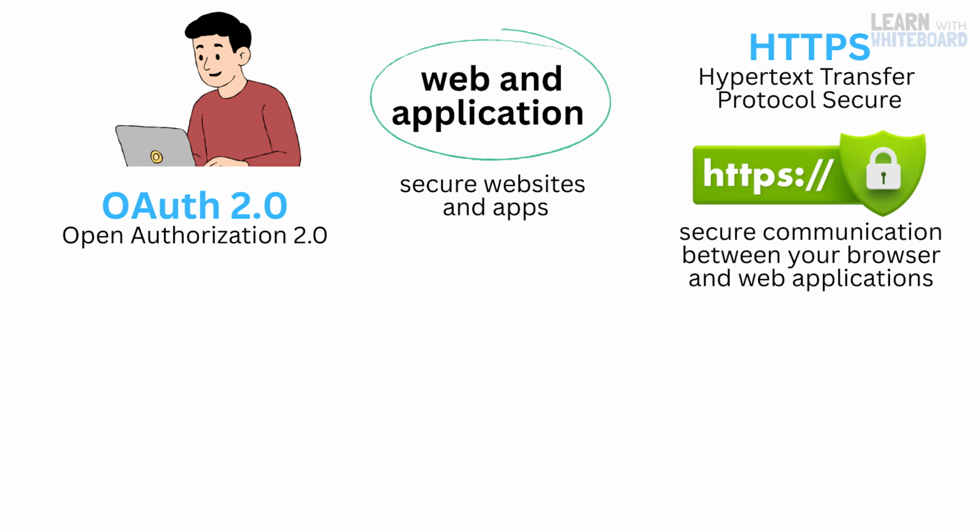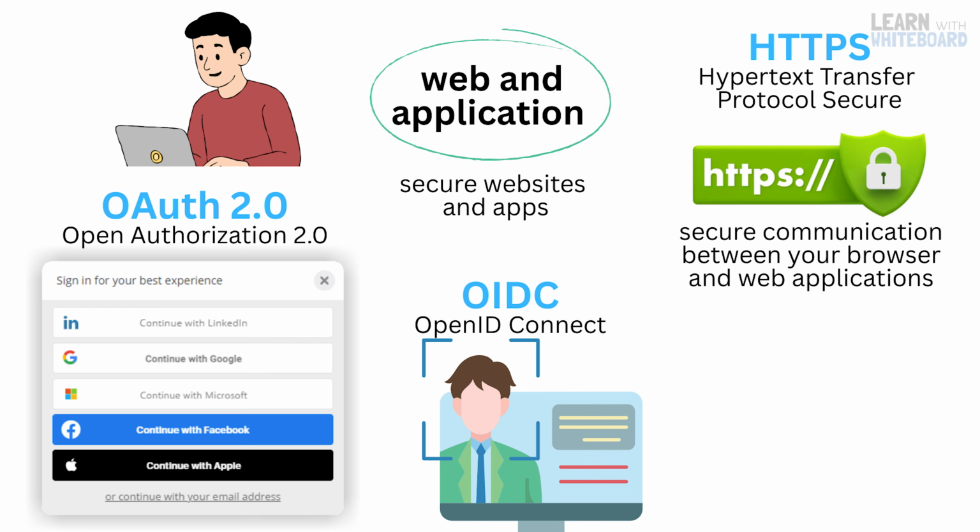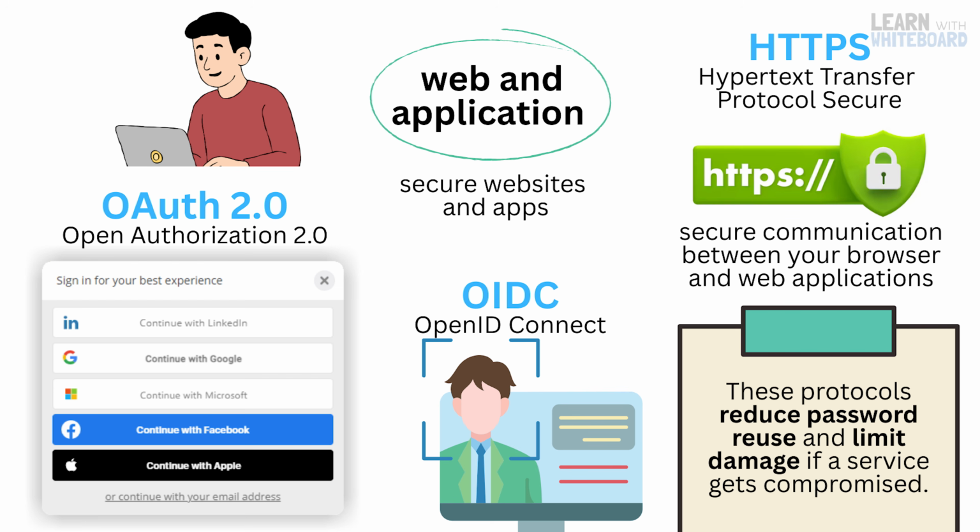OAuth 2.0 is what allows you to log into apps using Google, LinkedIn, or GitHub without sharing your password. OpenID Connect builds on OAuth by adding identity verification, making sure the app actually knows who you are. These protocols reduce password reuse and limit damage if a service gets compromised.